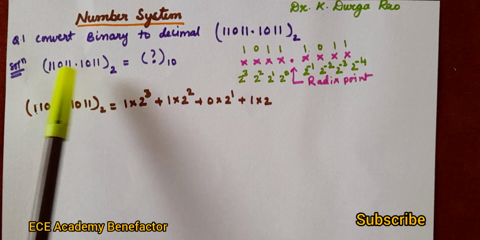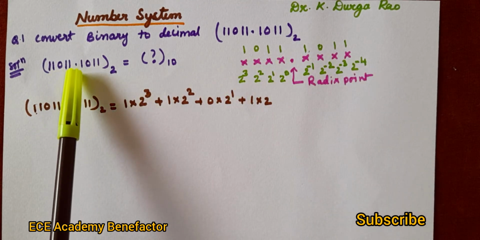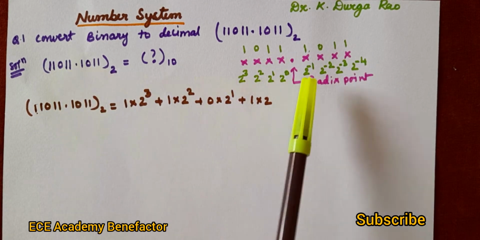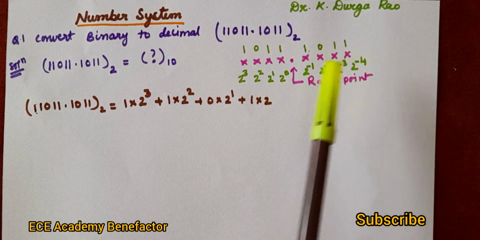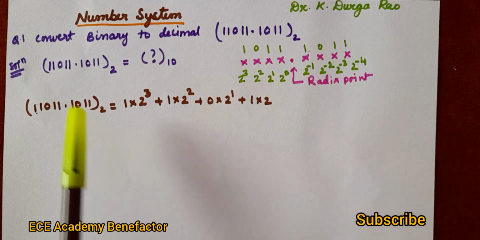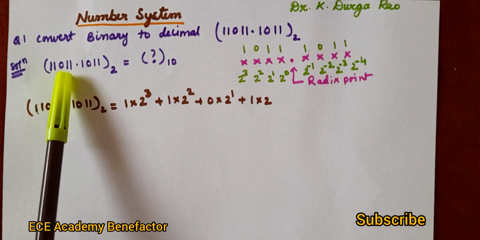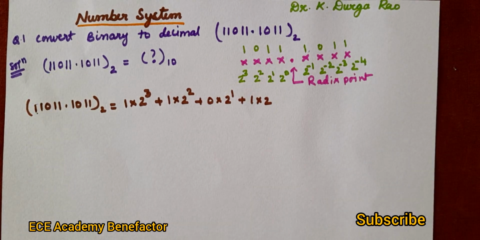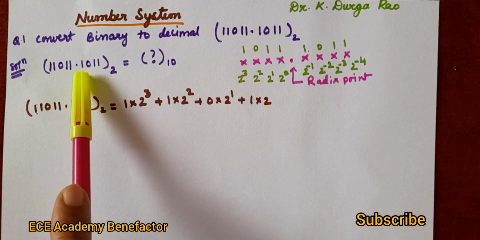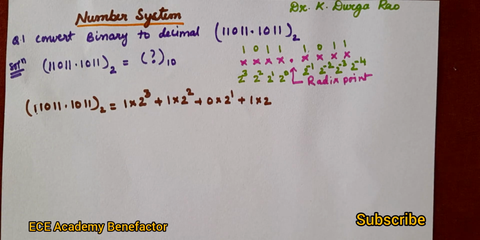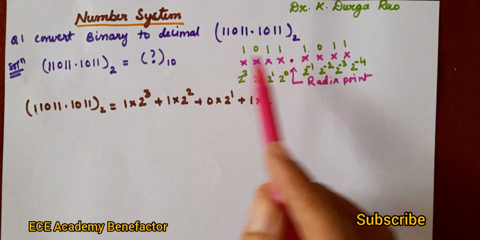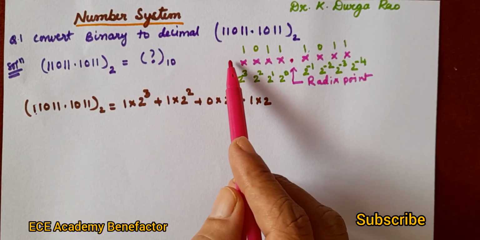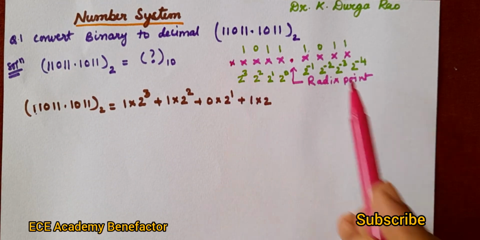Let us denote these bits by x. The dot is known as the radix point, which I have denoted here. These x are binary bits, which may be 1 or 0. So, here we are having 5 bits. This is known as the integer part and this is known as the fraction part, and the dot is known as the radix point. On the left hand side of the dot there are 5 bits, so let us take 5x.